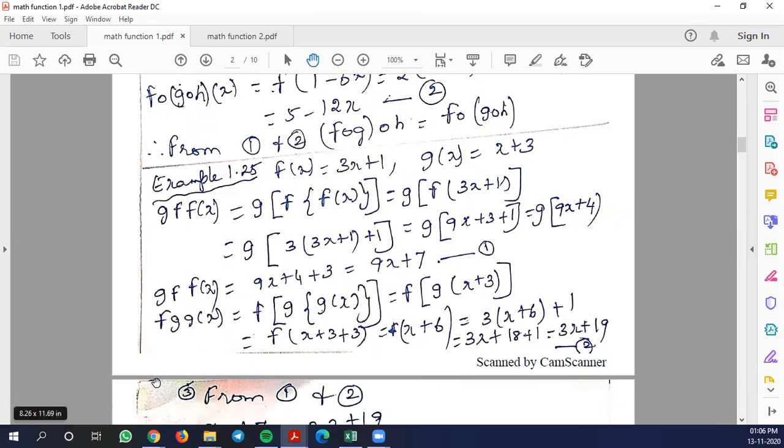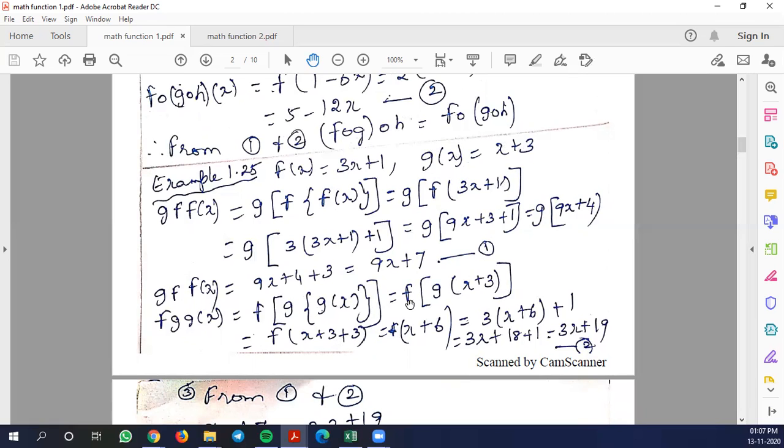Then what are you going to find out? f of g of x. Again we have to find out f of g of x. That's equal to f of, what is g of x? x plus 3. So now f of x plus 3. What is g of x? It is x plus 3. Now this is our x now. So in the place of x, it is x plus 3 plus 3.